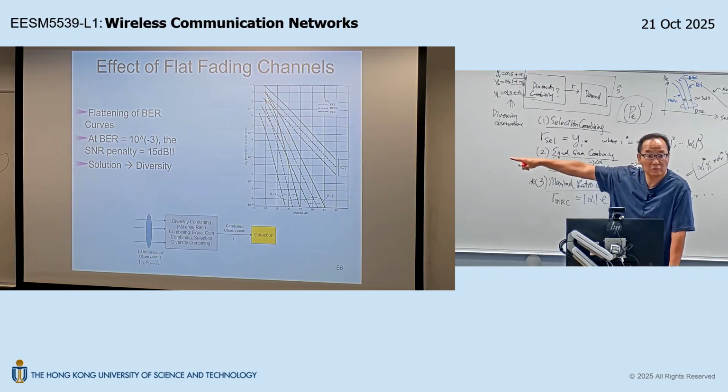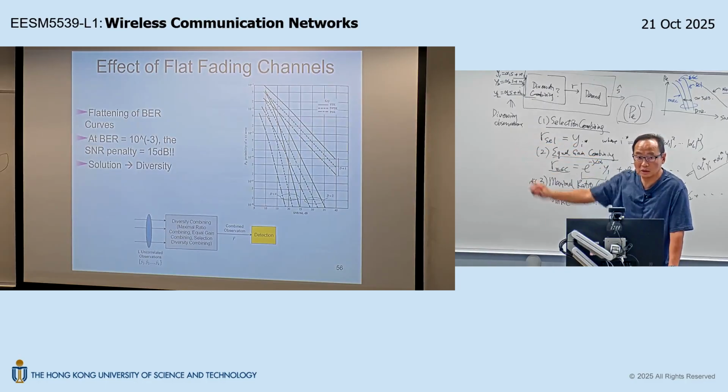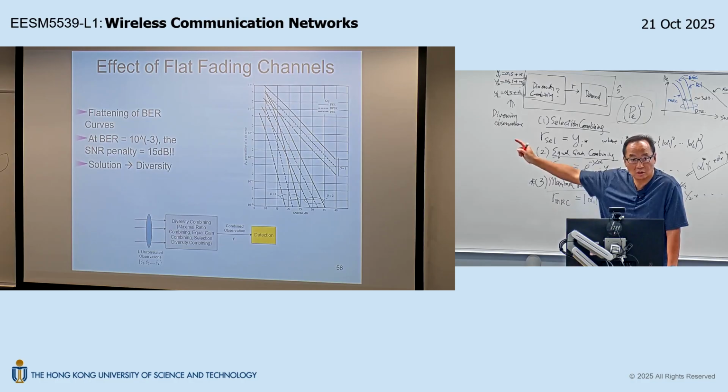But because you only have one RF and ADC chain, at any time you can only pass on one observation from the two antenna observations. So that means you can either estimate alpha 1 hat or alpha 2 hat, but not both. Then how do you resolve this dilemma? Any idea?